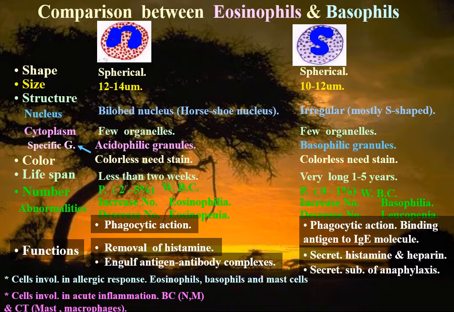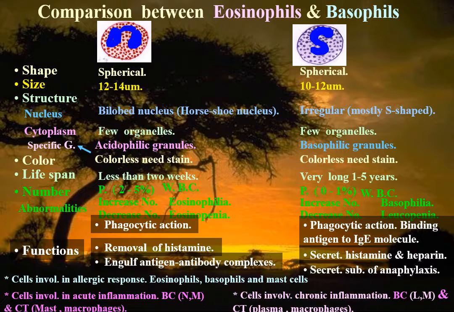Cells involved in acute inflammation. These are some blood cells such as neutrophils and monocytes, and certain connective tissue cells such as mast cells and macrophages.